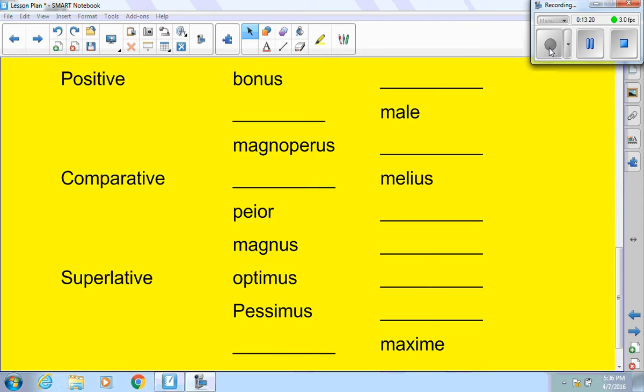Speaking of irregulars, here's a blank chart for you. I would encourage you to make something like this because there are several questions that include this irregular positive, comparative, superlative of both the adjective form and the adverbial form. So looking at these blanks, go into your book, look these up, make a chart like this, and make sure that you know all of these.